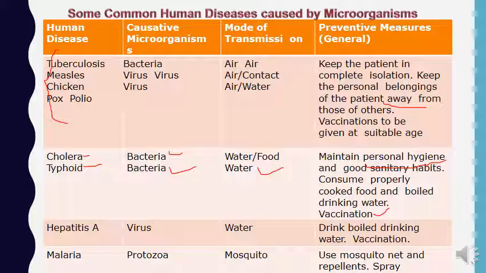Hepatitis A. Hepatitis A is caused by viruses and the mode of transmission is water. Hepatitis A is caused at the place of liver, and there are total 5 types of hepatitis: Hepatitis A, B, C, D and E.